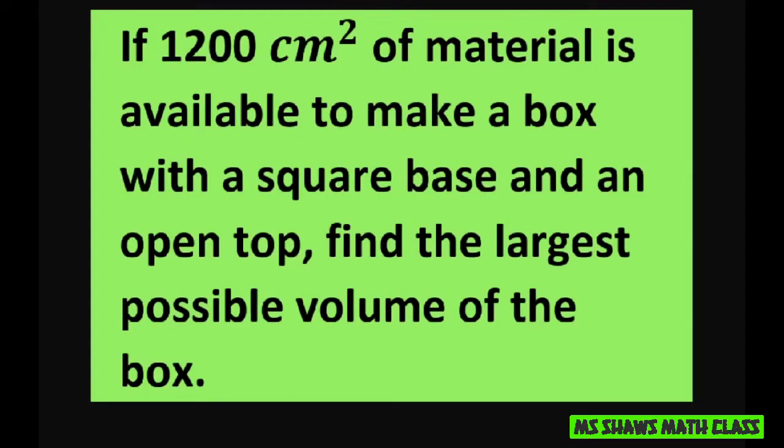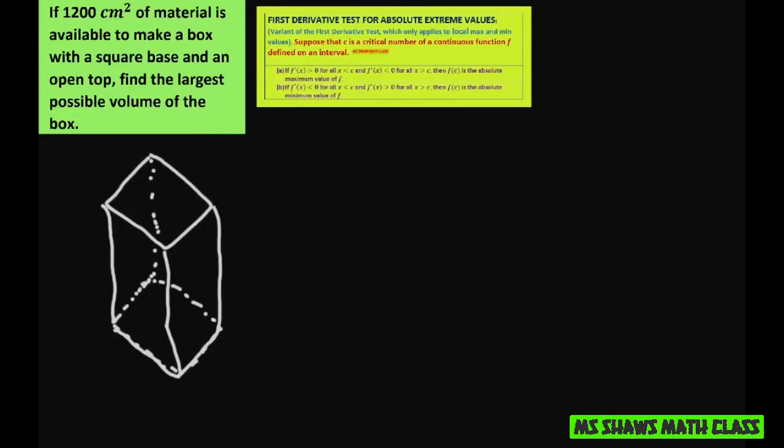Everyone, if 1200 centimeters squared of material is available to make a box with a square base and an open top, we're going to find the largest possible volume of the box. So I kind of made a box here. Remember, it's open. So let's let the base of the box be B. This be the height. So we do have a bottom here to the box, but not open.